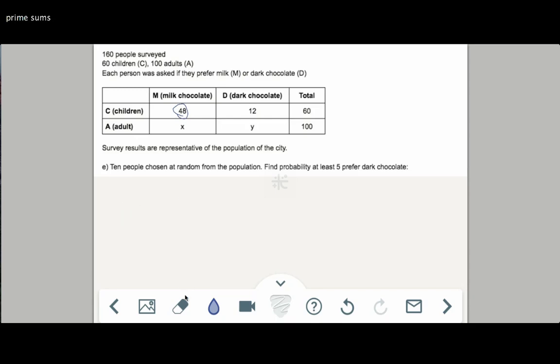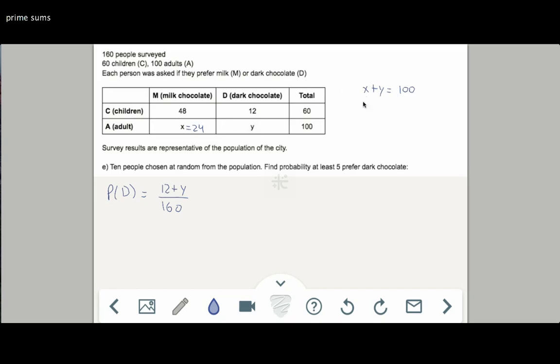So anyway, what's the probability that a single person prefers dark chocolate in this case? Well, we see that there's 12 plus y, so the probability of dark chocolate is 12 plus y out of everyone surveyed, so out of 160. Now in part C2, we found the value of x was equal to 24, and we can use this to find y. Well, x plus y equals 100, looking at our table here. There's 100 adults, which we found in part A.